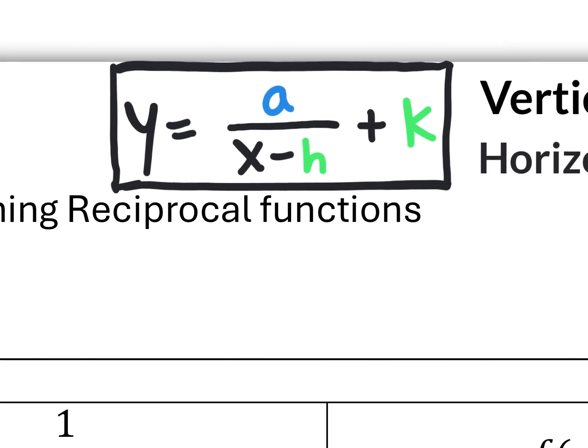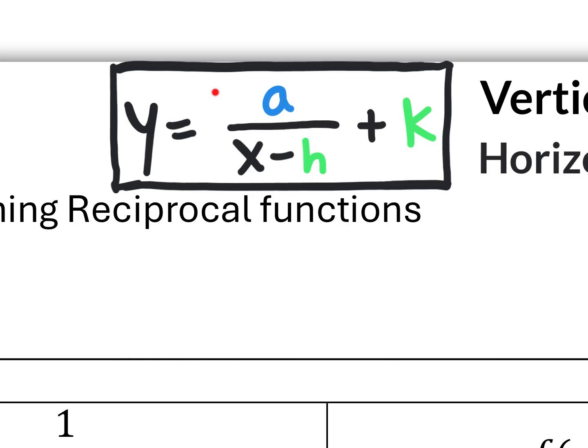y equals a fraction, a is up on top, and then you have x minus h, plus k. Now, the a value is exactly the same as the a value on a parabola. It tells you it gets vertically stretched or compressed. If it's negative, it gets reflected over the x-axis. And the h, just like on vertex form of a parabola, is a shift left or right. You think opposite of what you see. And the k is a shift up or down, and you take it for what it is, okay?